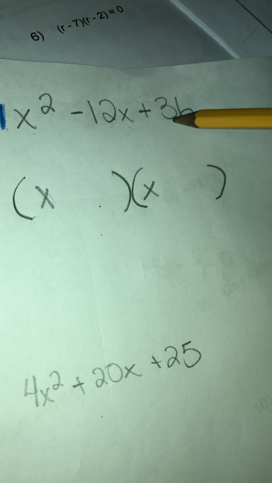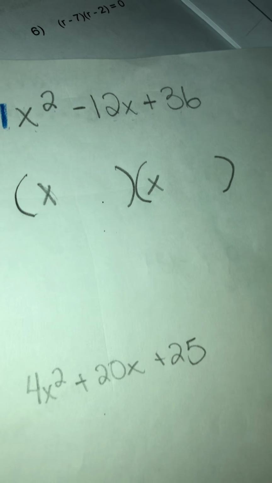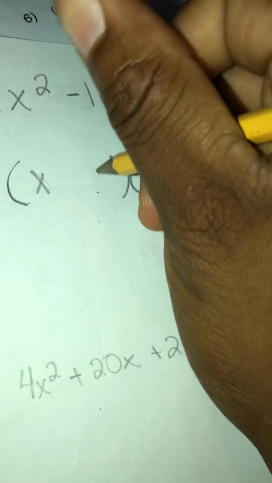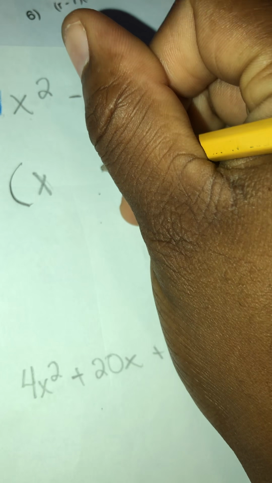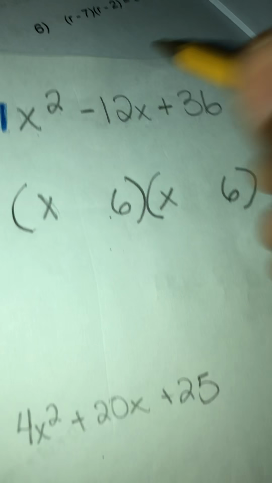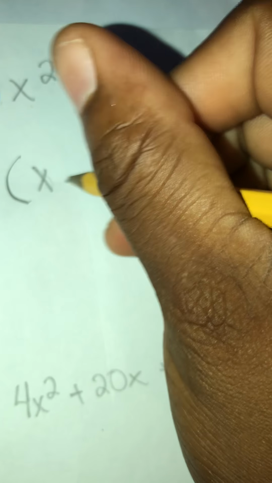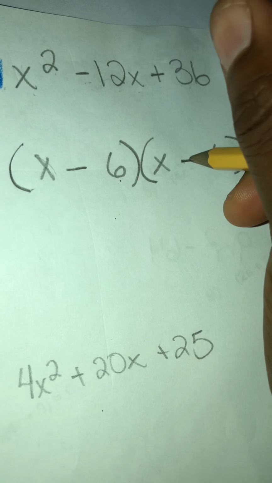Then I look here and I take the square root of 36. So the square root of 36 is 6, so 6 goes here and 6 goes here. But because this is a negative, I need to put a negative there.